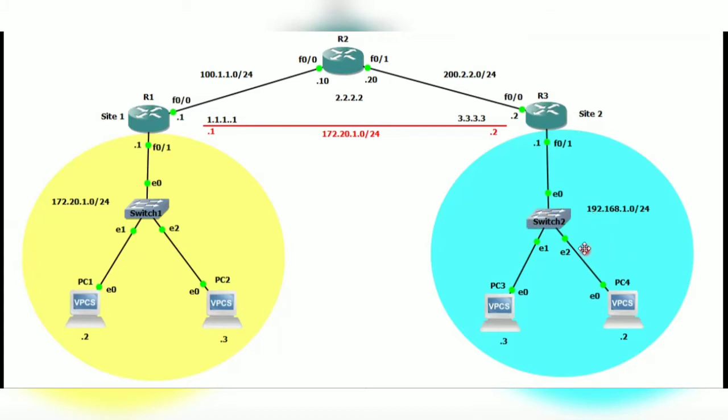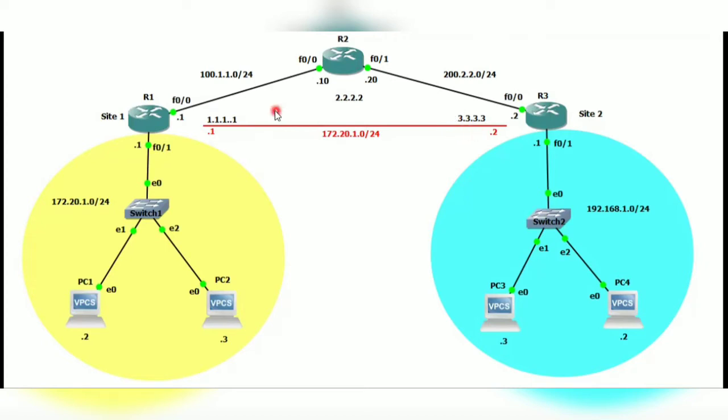So basically IPsec is used to encrypt VPN tunnels. Here this is our VPN tunnel, which is a logical tunnel, not a physical tunnel. This is our tunnel network 172.20.1.0/24, with tunnel source 1.1.1.1 and tunnel destination 3.3.3.3.